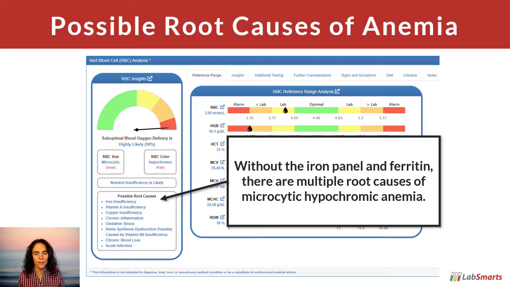And in this case, this is just an example because I always test the iron panel with ferritin, but if you didn't have the iron panel with ferritin, there would be multiple root causes of microcytic hypochromic anemia. It's not always just iron insufficiency. This is why we never recommend iron supplements for this type of anemia without knowing the iron panel values.